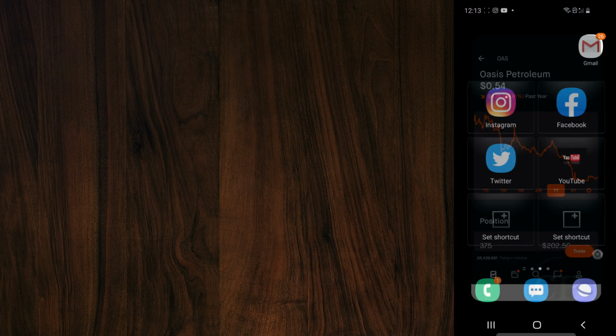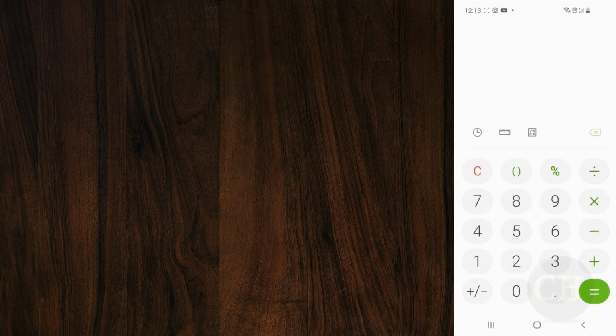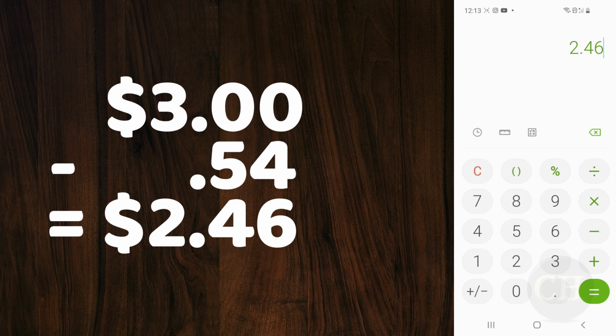So let's do some simple math. Okay, let's get back to our calculator. If we want the stock to go up to $3 per share, let's call it 3.00 minus what we're going to purchase the stock for. We're going to purchase the stock for 0.54 cents. The difference between 0.54 and $3 even is $2.46. This is how much you're going to make per share that you purchase.